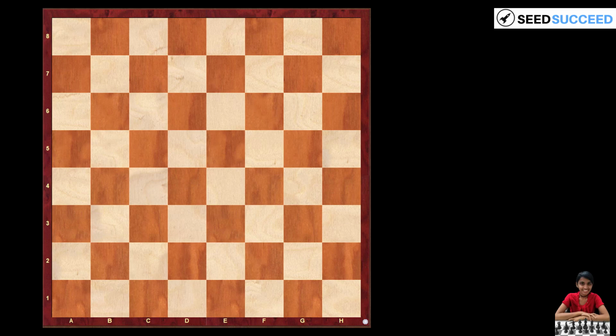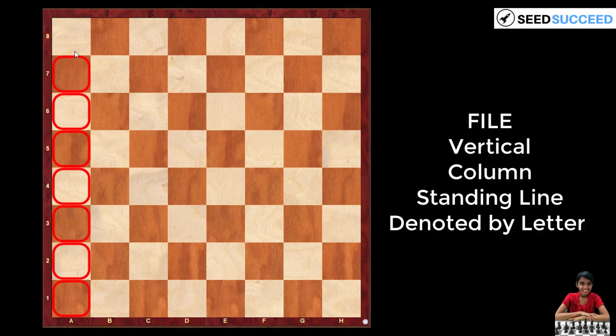Now let's learn something important. See, this is a vertical column, right? And kids call this a standing line, but in chess this column we call a file.